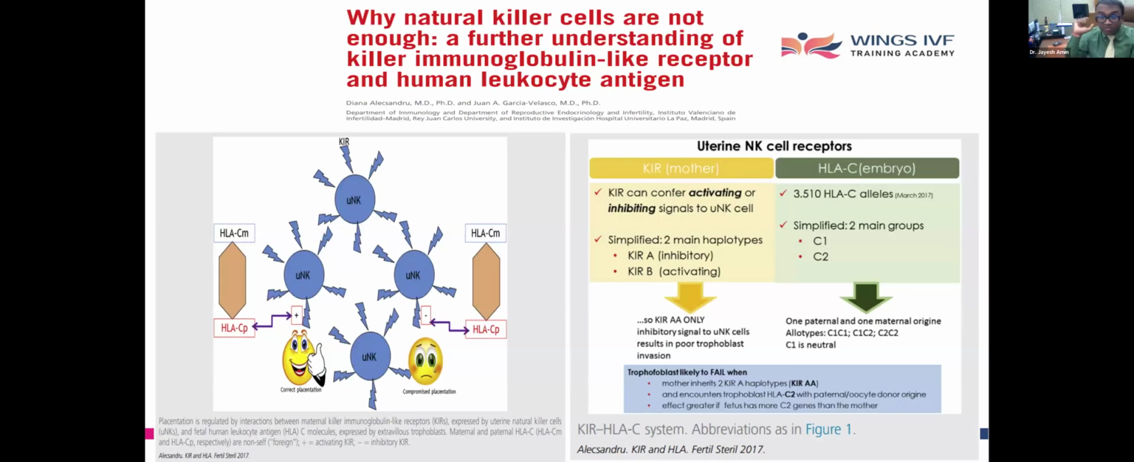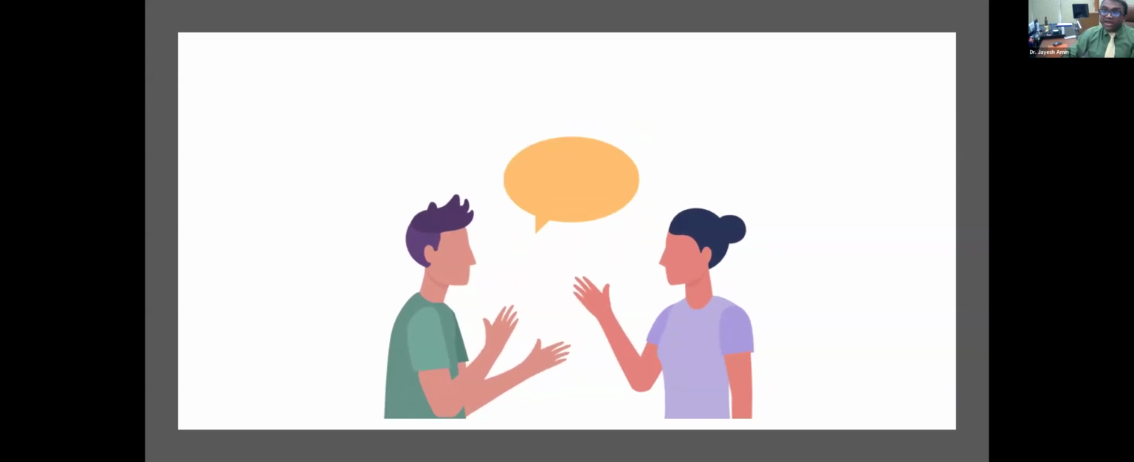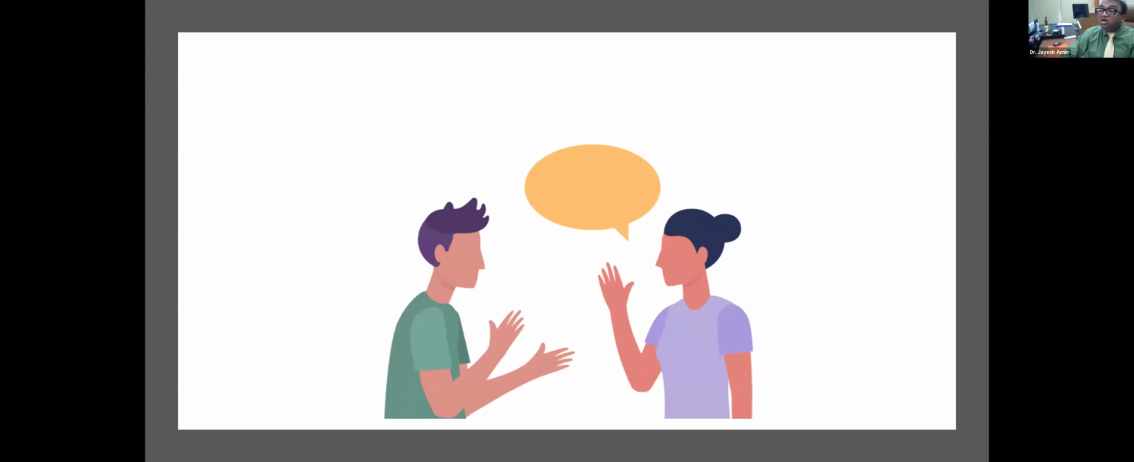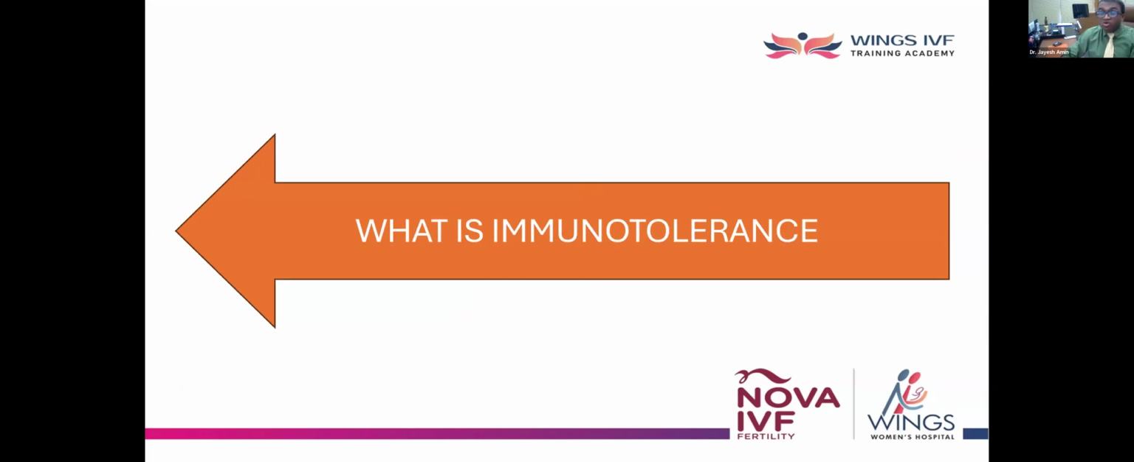This is a good publication by Juan Velasco, and they said it is now time to move toward finding out how these natural killer cells are activated and deactivated, that means activation and silencing. What is the mechanism behind the natural killer cell? This is called crosstalk. We need to open up the crosstalk between the embryo and the maternal immune system. And for that, we need to understand what immunotolerance is.